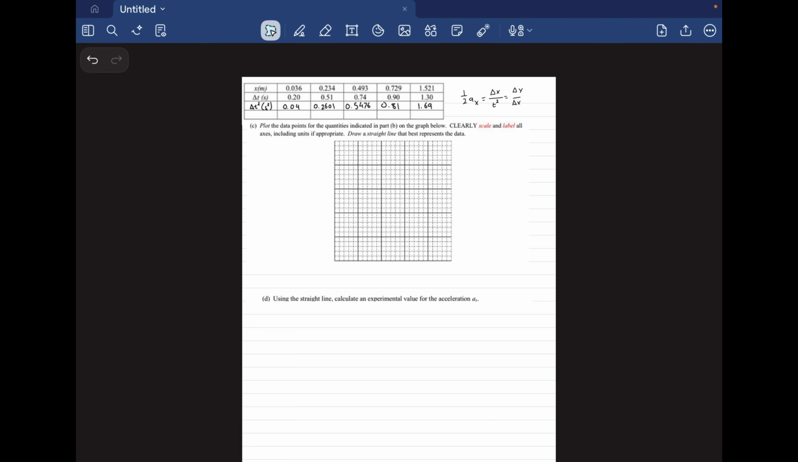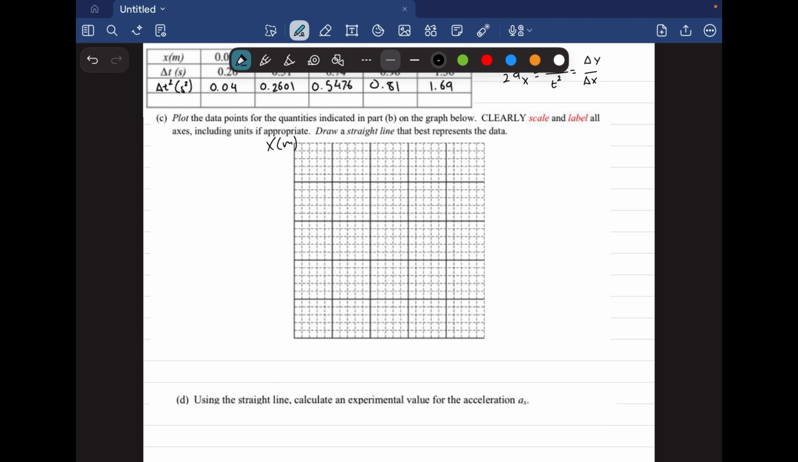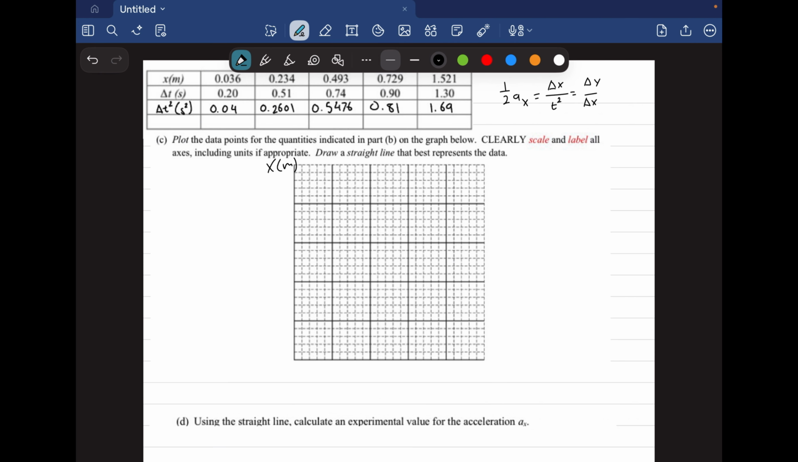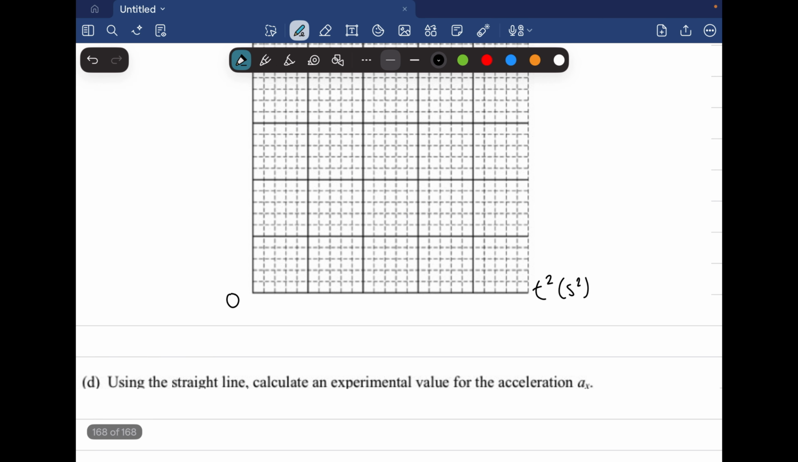Now that we got all we need, we can plug it into the graph. So we know our y vertical is x, so x in meters. Then our horizontal is t squared, and then the unit is seconds squared. And then for the scale, 0.5 each.